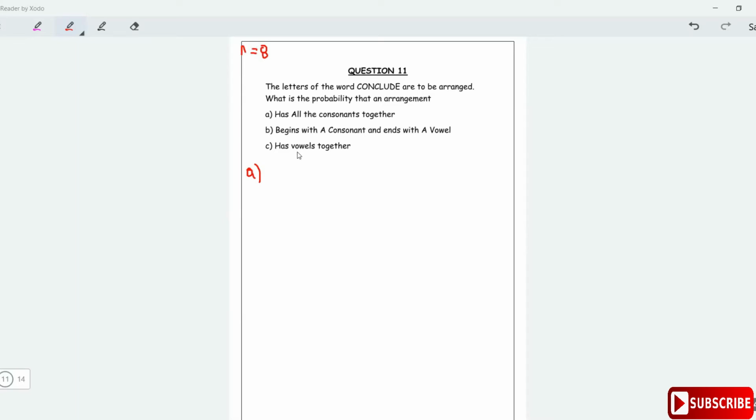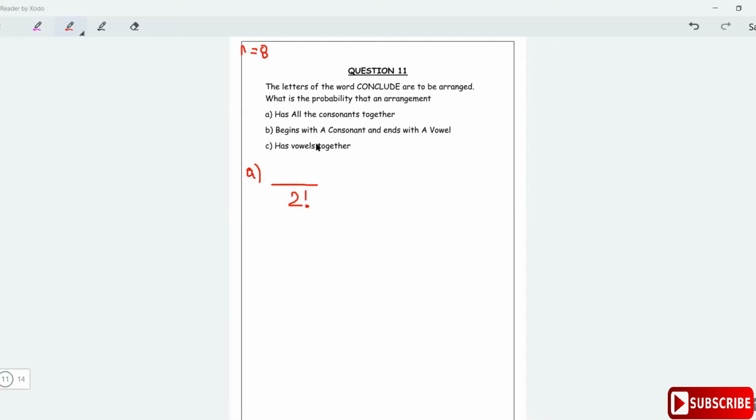But since there is a restriction, it's not going to be 8 factorial. We know it's going to be divided by how many letters are repeated? C, C, 2. 1 O, 1 N, 1 L, 1 U, 1 D, 1 E. So we know it's being divided by 2 factorial.